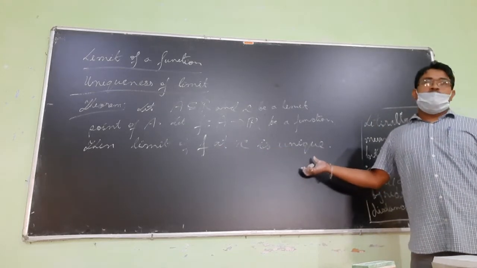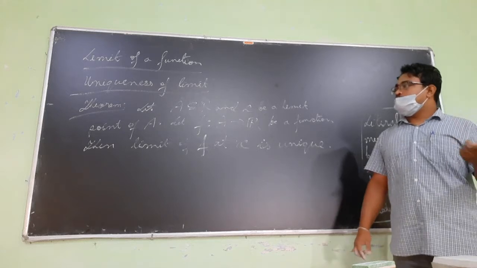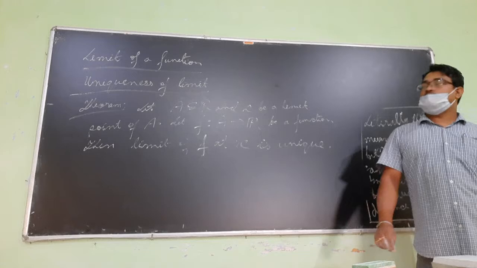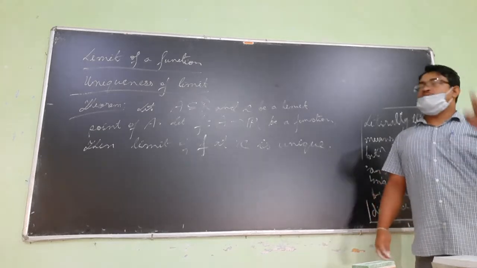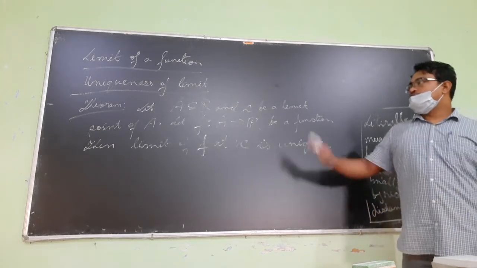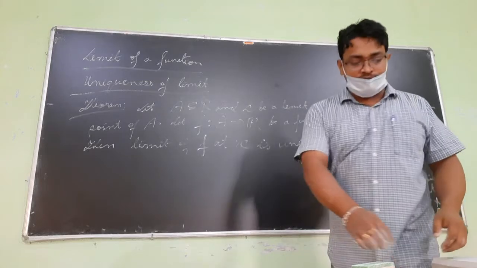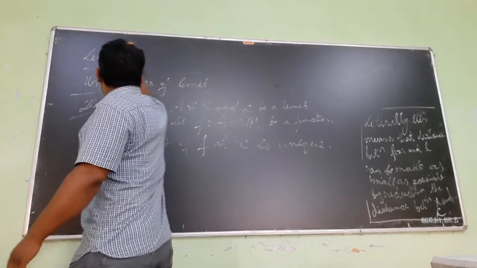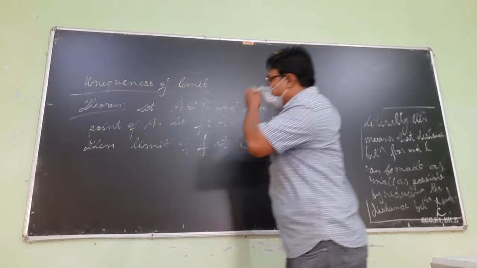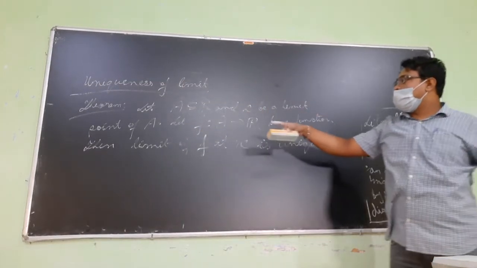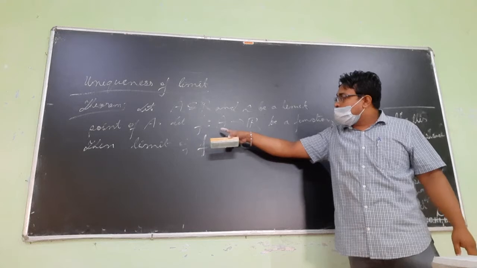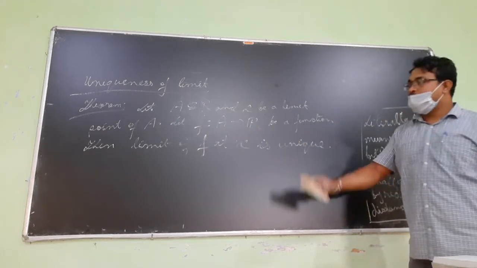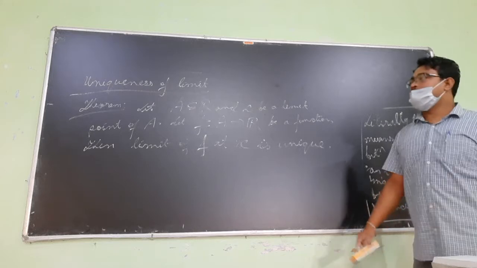So a function, the same function cannot take two different limits. It will take only one limit. So this is what we will try to prove. Uniqueness of limit. Let A be a subset of R and C be a limit point of A, and let f be a function from A to R. Then the limit of f at C is unique. Only one limit it can take.